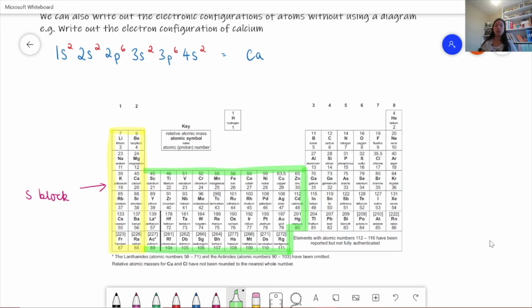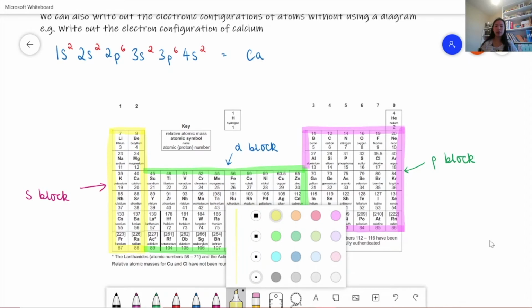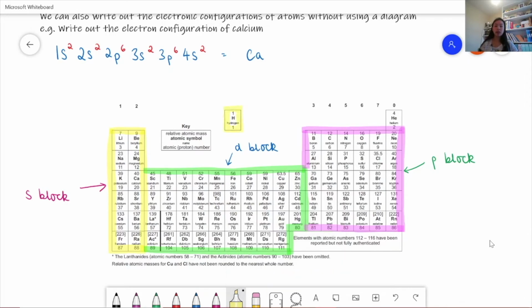And this block is what we call the d block. So all of their outer electrons are in a d orbital. And then finally, on the right-hand side, we have the p block. So if I split it up like this, this is what we call the p block. So all of their outer electrons are in a p orbital. And actually, hydrogen and helium are both in the s block as well.